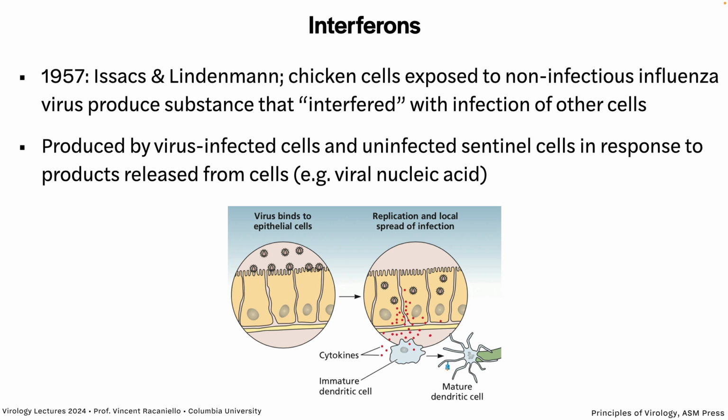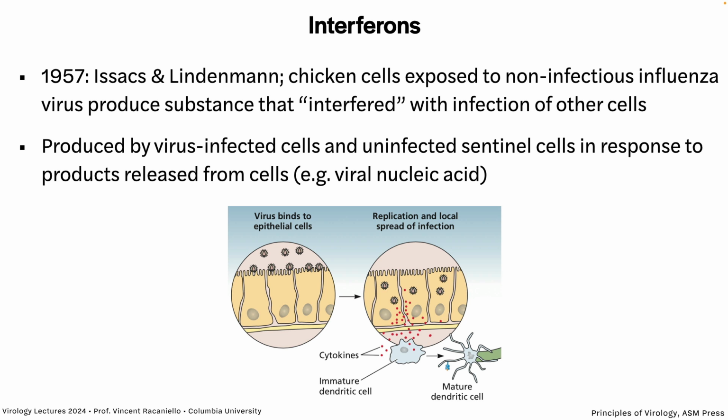where two investigators would infect chicken cells with influenza virus, and then they would take the supernatant and put it on another cell, and that would make that cell resistant to virus infection. And they said it was interfering with infection, so they called it interferon. And basically, these are proteins produced by both virus-infected cells and by sentinel cells in response to viral proteins and viral nucleic acids.